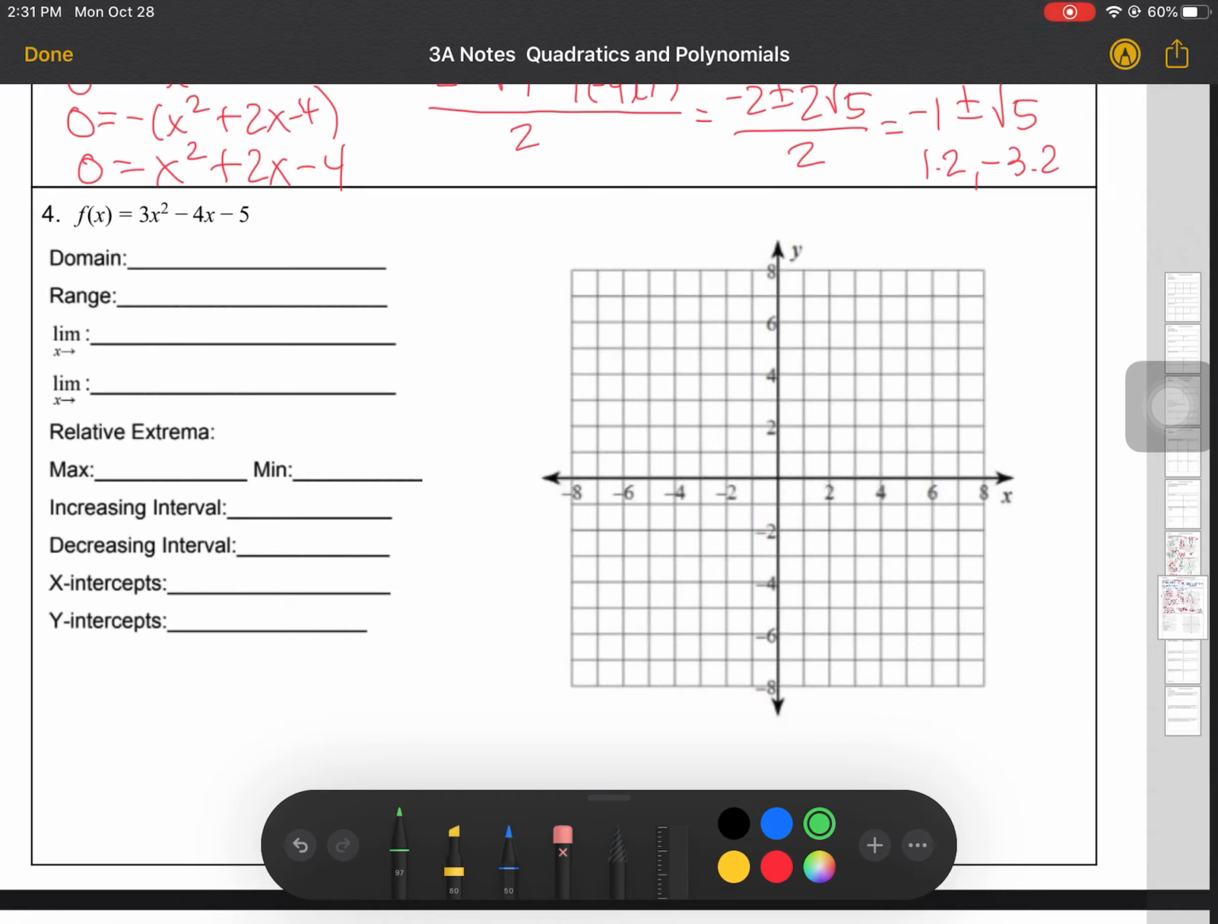Okay, this one gets a little bit uglier, but that's okay. When we go to find our vertex, -b, so -4 is +4 over 2 times 3. Gives me 4 over 6, which simplifies to 2/3. So when I go to my chart, I'm going to put 2/3 in the middle.